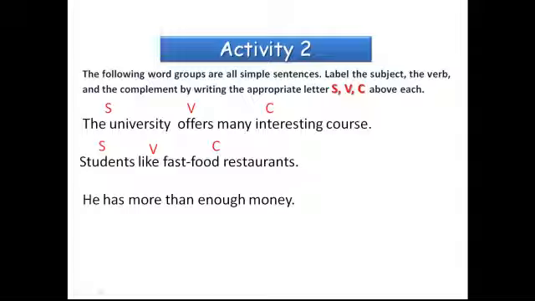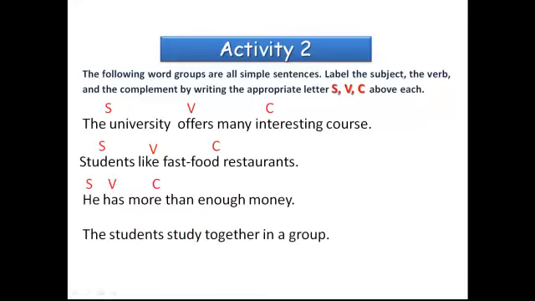He has more than enough money. Well, what do you think? Where is the subject, the verb and the complement? Okay, here we go. He is the subject, has is the verb, and of course, more than enough money is the complement.